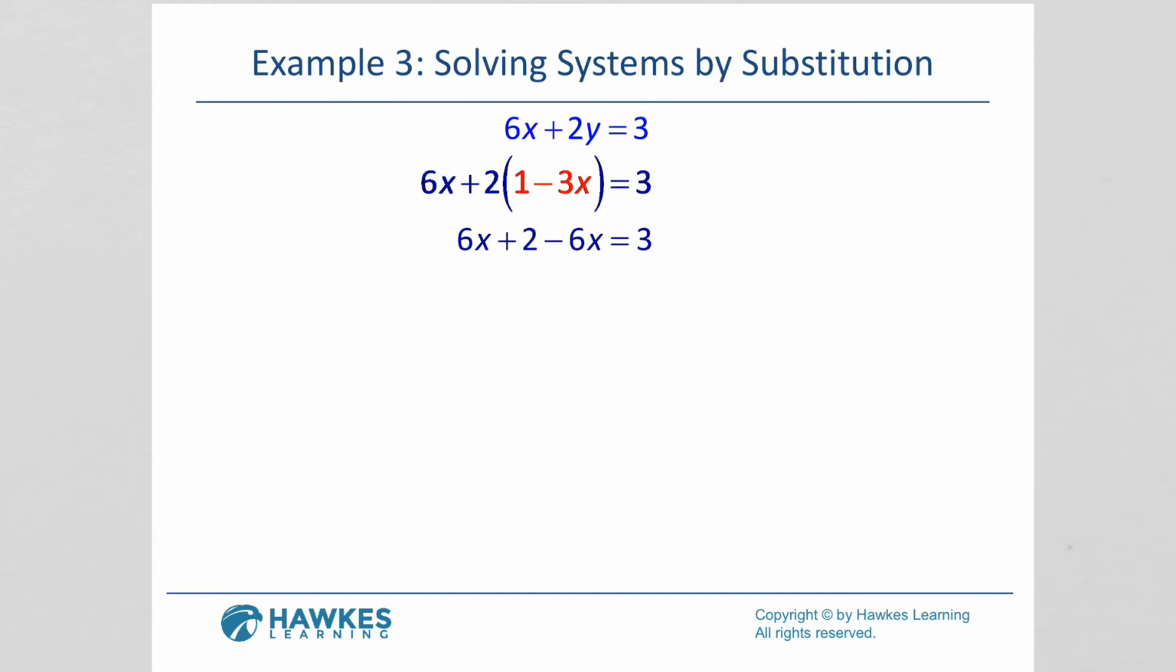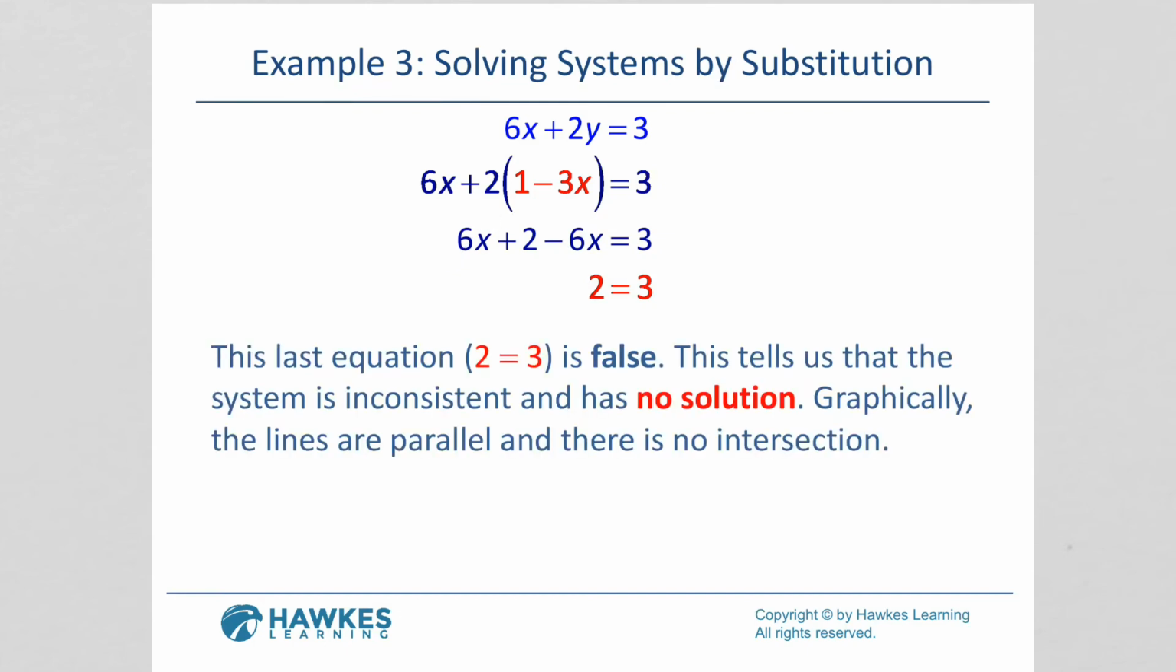Distribute, and I have 6x plus 2 minus 6x equals 3. When I simplify that down, you'll notice that the 6x minus 6x is going to add to 0, and that leaves me with the statement 2 equals 3. This last equation, 2 equals 3, is false. This tells us that the system is inconsistent and has no solution. Graphically, the lines are parallel and there is no intersection.